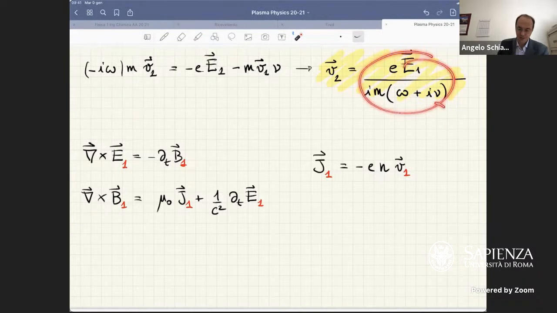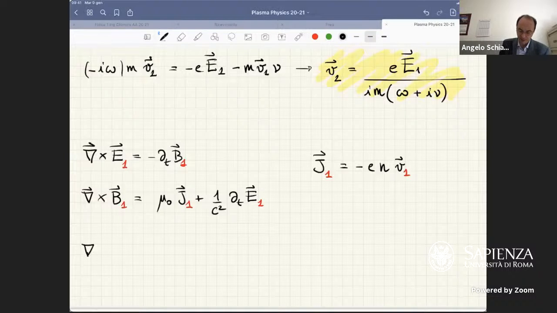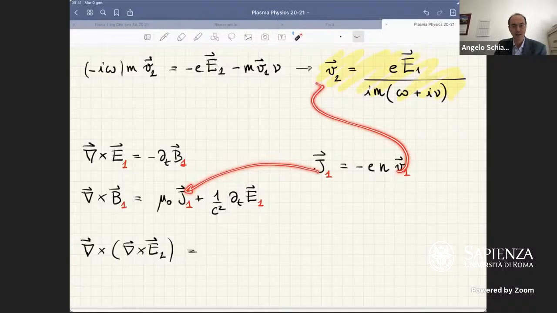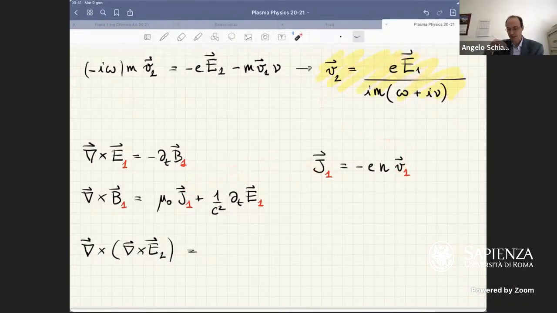Then, as usual, let's take the curl of Faraday's law, for instance, so we can have in the end the relation containing the electric field only. So our program will be to express everything as a function of E1, the electric field. So substituting and using the other equation to express B here, and then we have J, which in turn is a function of V1, which is a function of E1. So the plan is clear. We want to end up with a single equation for the electric field only.